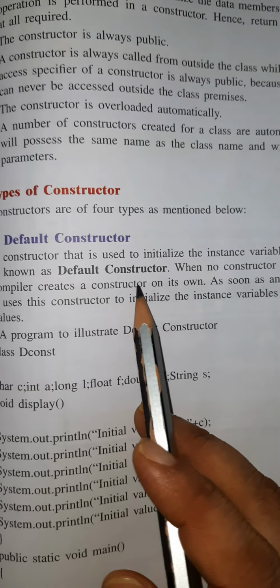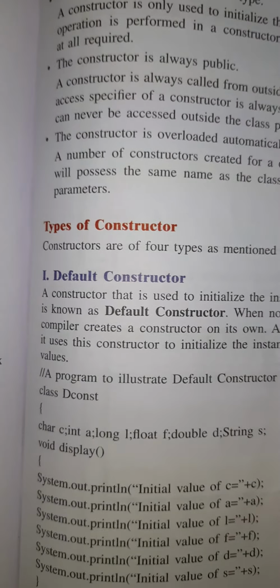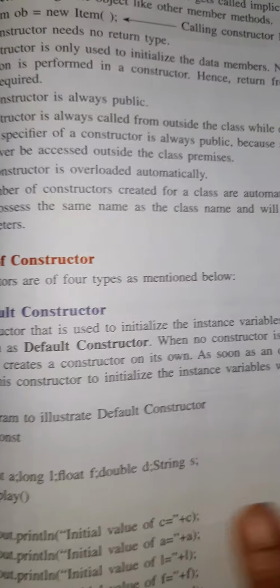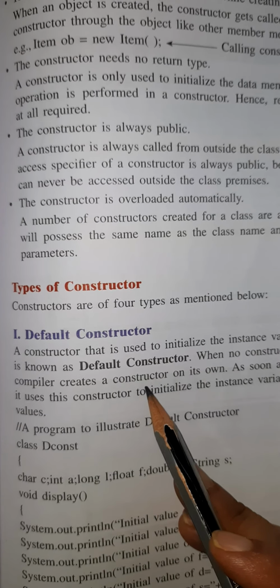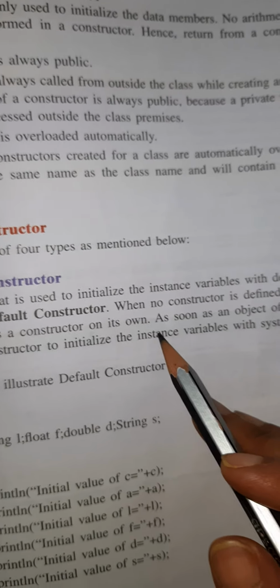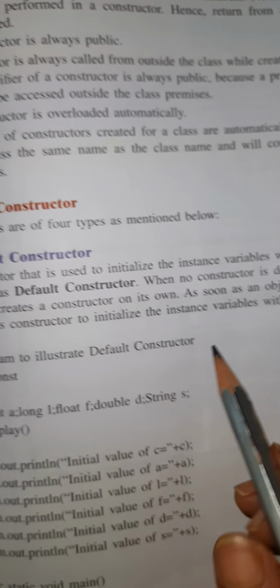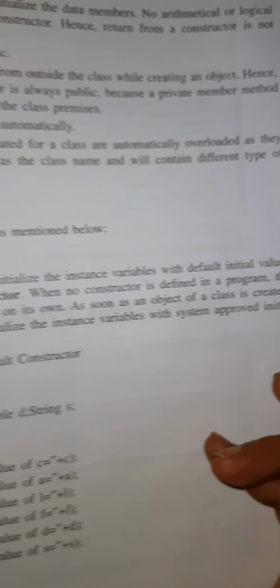When no constructor is defined in the program, and I am not giving the input value, the program takes the default constructor. The compiler creates a constructor on its own. As soon as the object of the class is created, it uses this constructor to initialize the instance variable with the system-provided initial value.